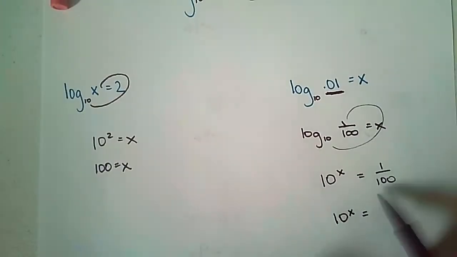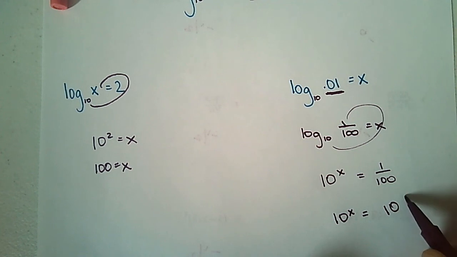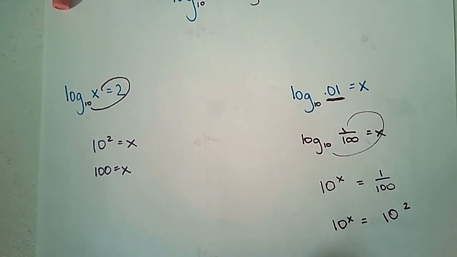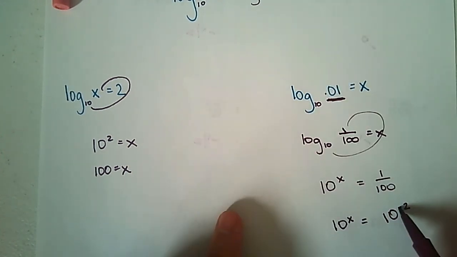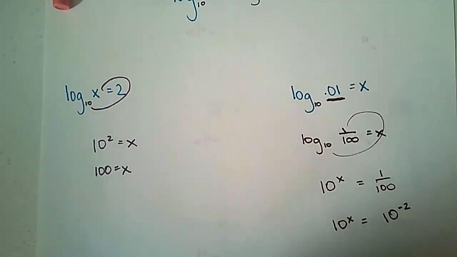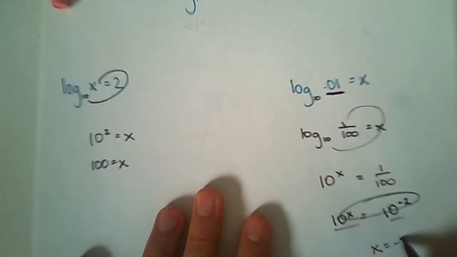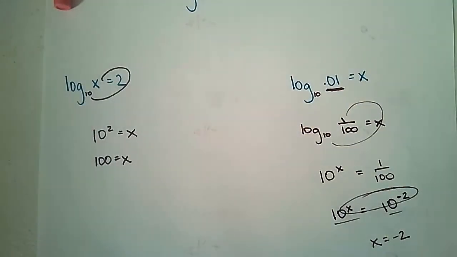So let's see, I know I can write 100 as a base of 10. So 10 squared gives me 100. And I need to add that negative in there because it was flipped. And now look at that, my bases are the same, so I can set my exponents equal. We get x equals -2 for our final answer. All right.